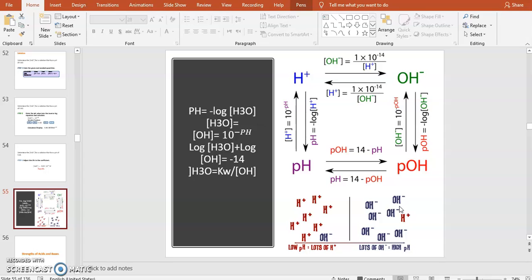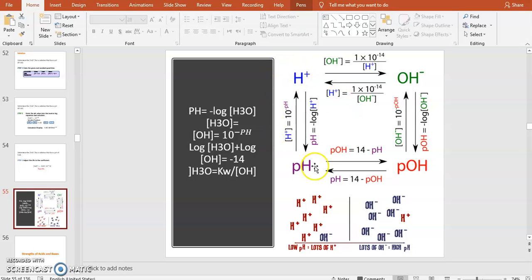And you have this crazy chart here. This chart is basically to tell you which equation you should be using if you want to get the hydronium ion concentration, the pH, the OH, or the pOH. If you understand this graph, then it will be very easy for you to determine which is which.